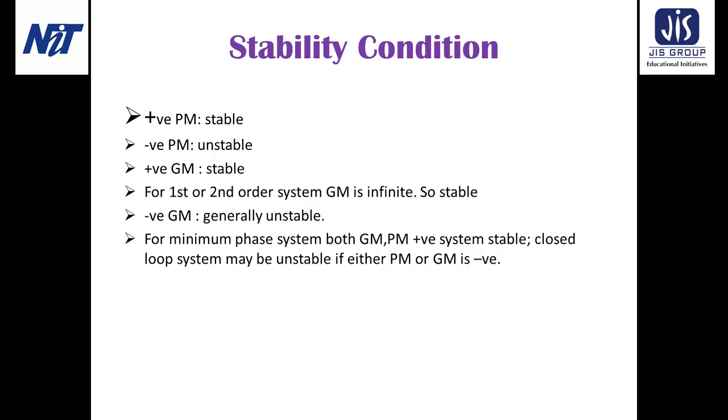And when the critical point is enclosed by the GH plot, the magnitude of G(jω)H(jω) is greater than unity and the gain margin in dB becomes negative. So a negative gain margin in dB does not always correspond to an unstable system.